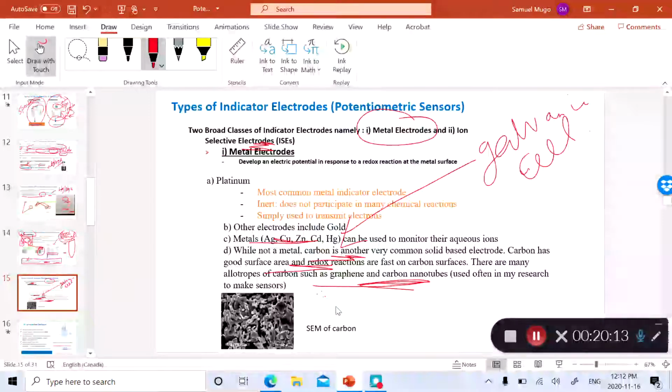And also very recently, maybe in only the last 5 years, graphene is another allotrope of carbon that has just been discovered, which is essentially a two-dimensional graphite sheet. Remember, graphite is three-dimensional, graphene is a two-dimensional carbon allotrope. Very, very conductive. I use it a lot in our research lab here, and we also use a lot of carbon nanotubes. So remember, those types of electrodes are used a lot when you're making potentiometric sensors.